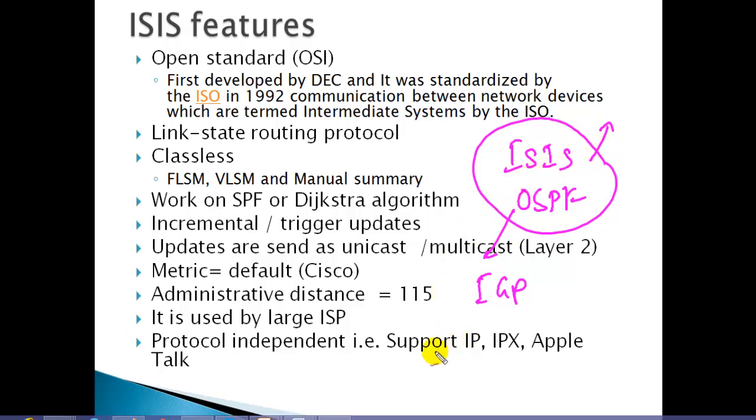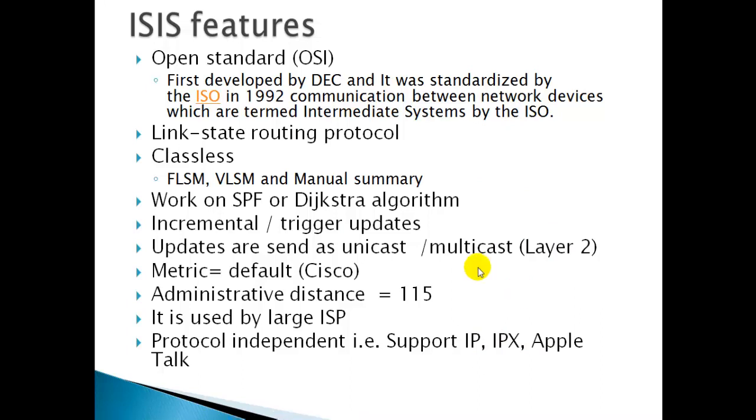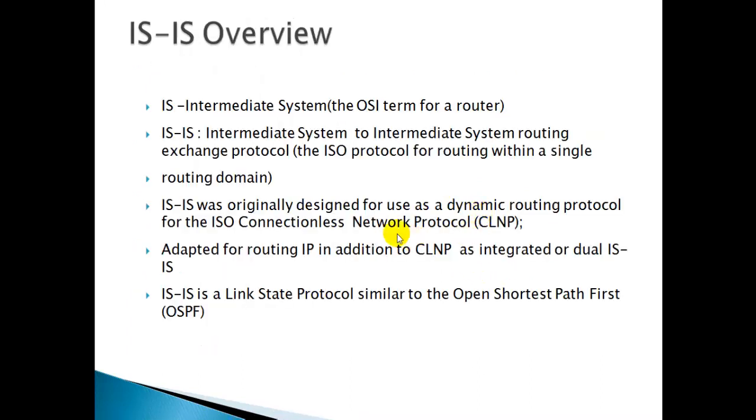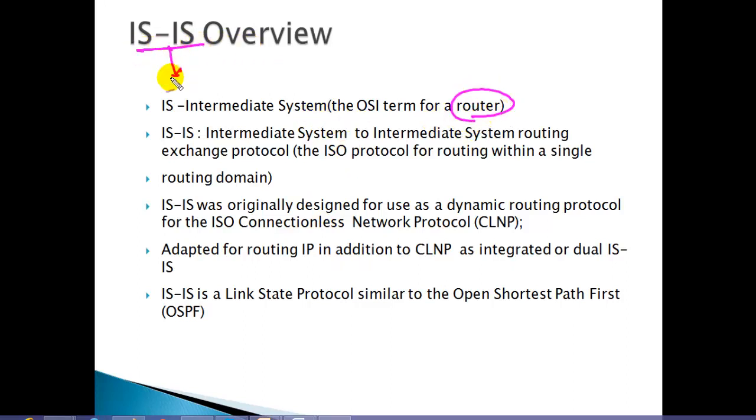Okay, and the good thing about IS-IS is that it is protocol independent. It supports not only your TCP/IP, but also IPX and AppleTalk protocols, but majorly we use TCP/IP here. Here the term IS is going to refer to a router. So we are saying IS-IS, intermediate system to intermediate system, nothing but router to router communication. So how are we going to communicate router to router?